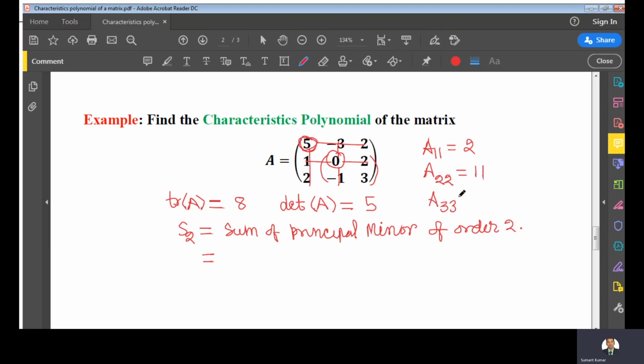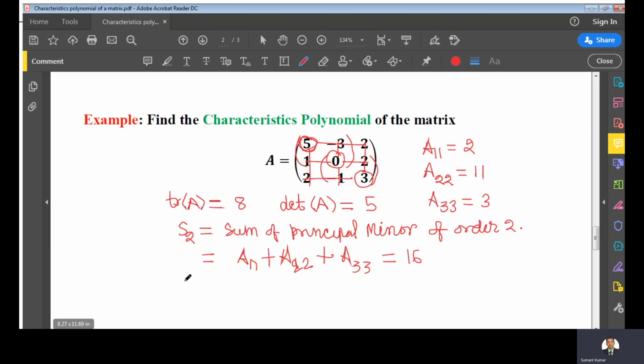Similarly, you can find A33. Corresponding to this element, you will delete this row and column, so you will get a submatrix, and the determinant of this submatrix is 3. So the sum of these, A11 plus A22 plus A33, is what? 16. So how will you write the formula for this characteristic polynomial?